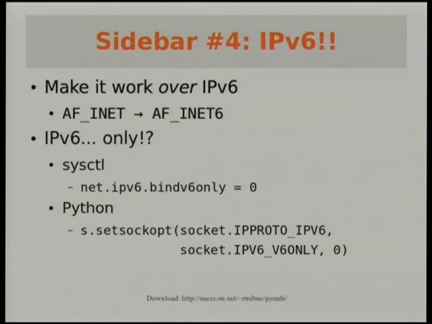But it was IPv6 only on some machines. It turns out there's this sysctl called net.ipv6.bindv6only. On some distros, on some versions, the default's 0, and on some distros, on some versions, the default's 1. And on some operating systems, you can't change it at all.